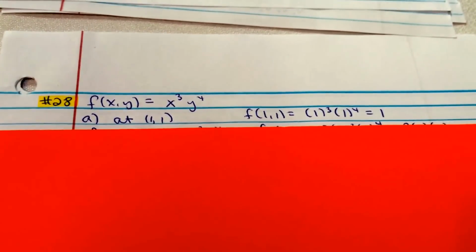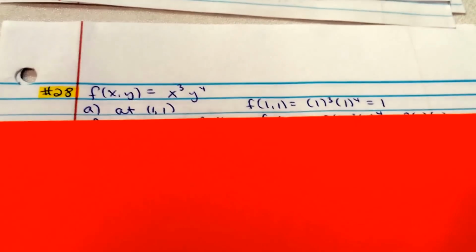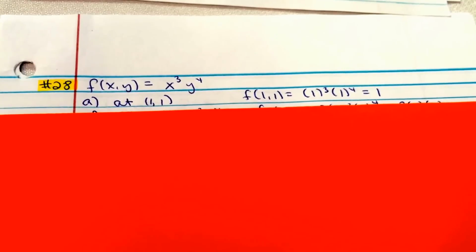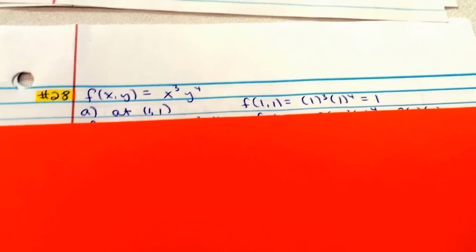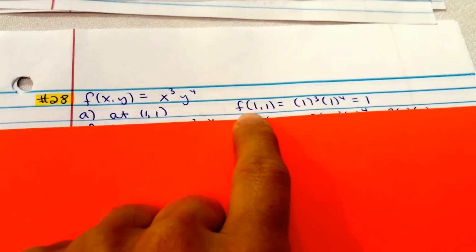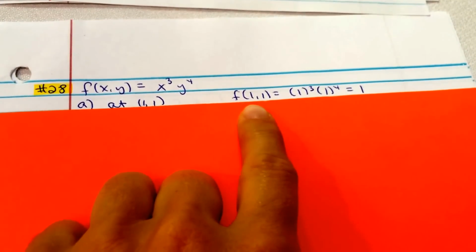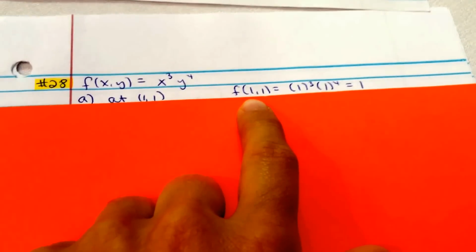Okay, anyway, for the formula, we need the partial derivatives, but we also need the function value. Okay, so a function value you get when you plug in the point into the function.